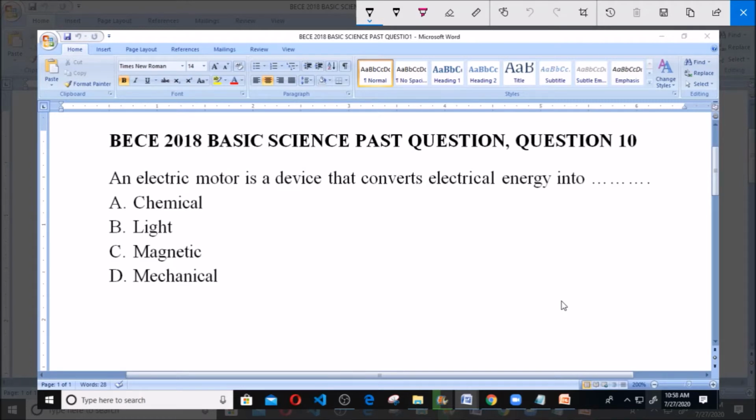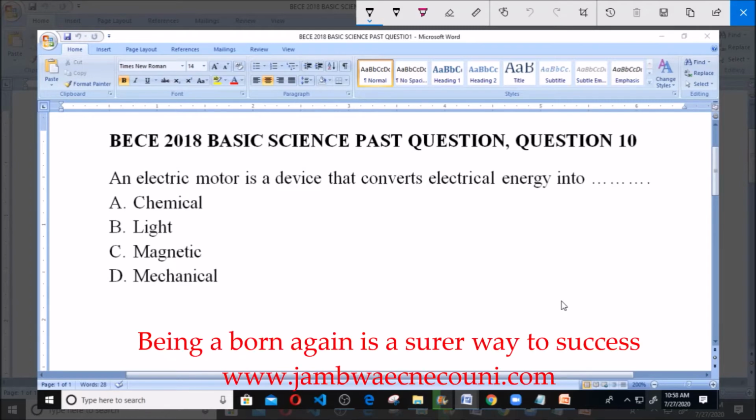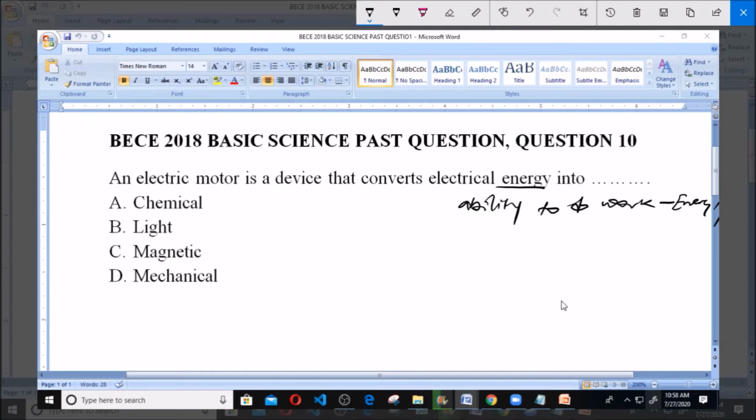Now, what is energy? Energy simply means the ability to do work. That is the ability to do work. This is energy. Now we are asked that an electric motor will convert electrical energy into dash. Like we know, an electric motor uses electric energy, or uses electricity.